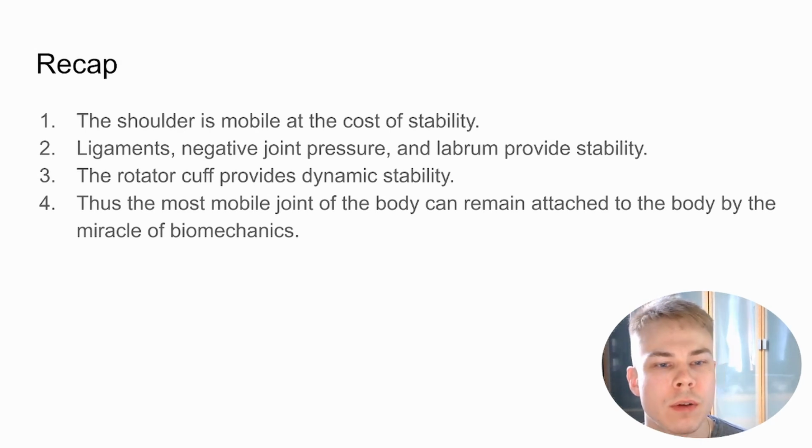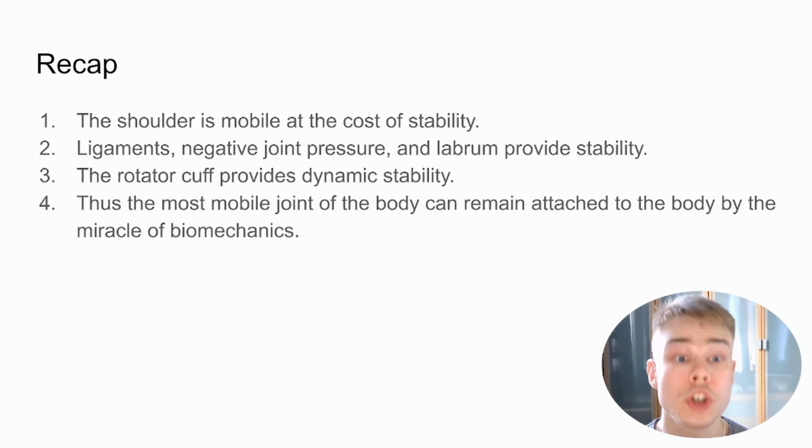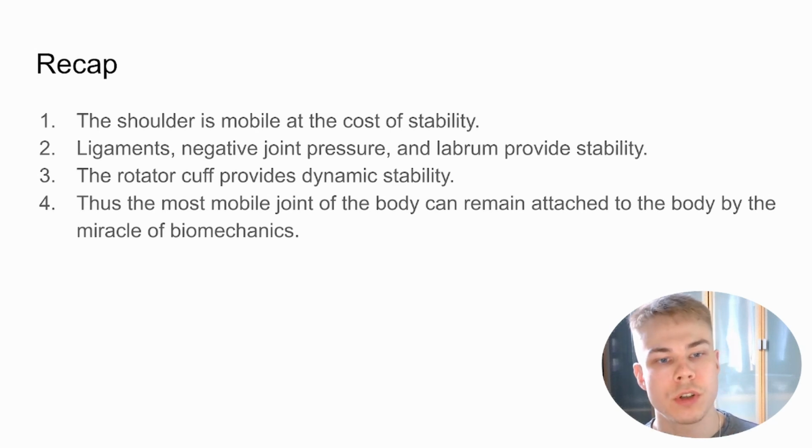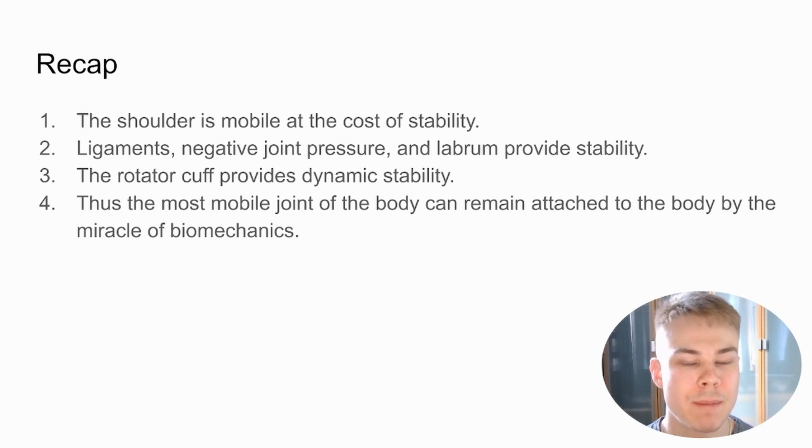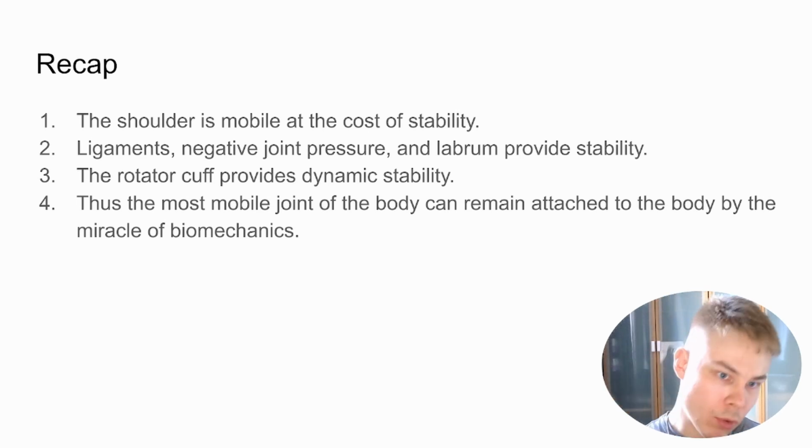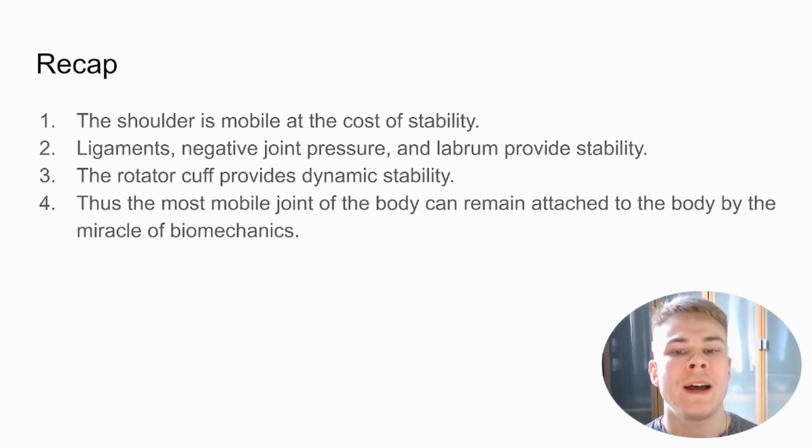The ligaments around the glenohumeral joint and around the other joints of the shoulder girdle, the negative joint pressure in the glenohumeral joint, and the glenoid labrum help provide some ligamentous and passive stability. The rotator cuff muscles provide dynamic or active stability by allowing the humerus to be pulled into the glenoid fossa in various shoulder positions. And thus, the most mobile joint of the body can remain attached to the body by the miracle of biomechanics. And that's basically that.